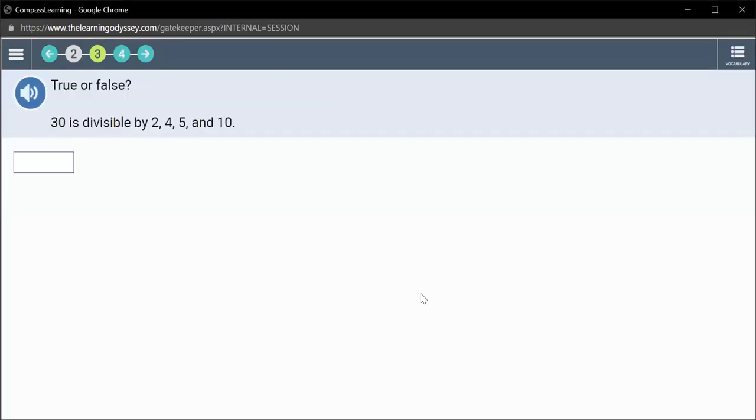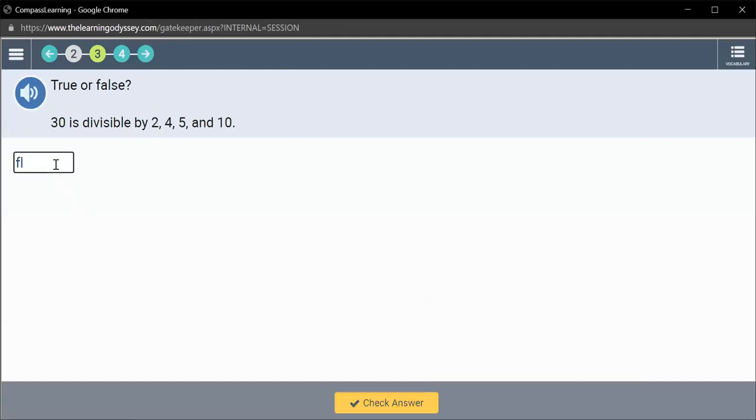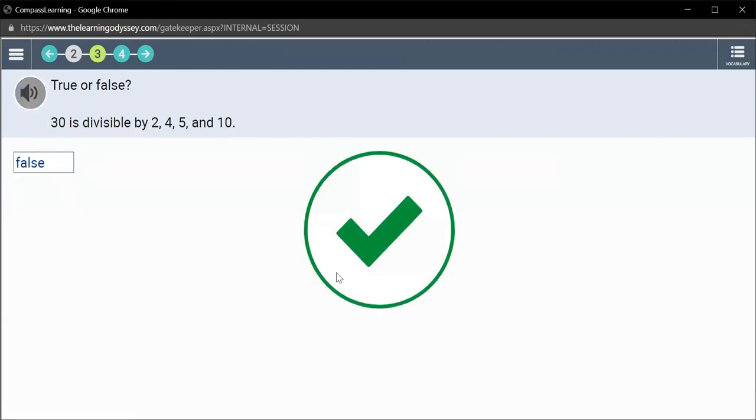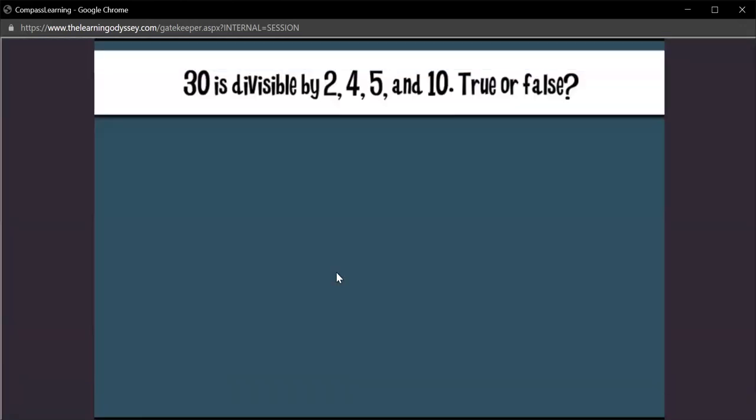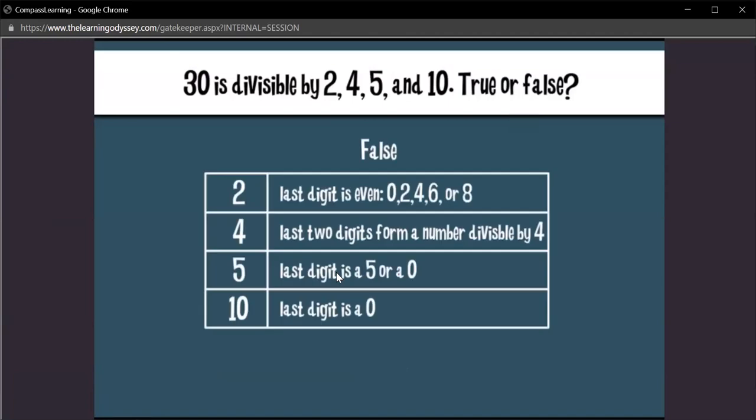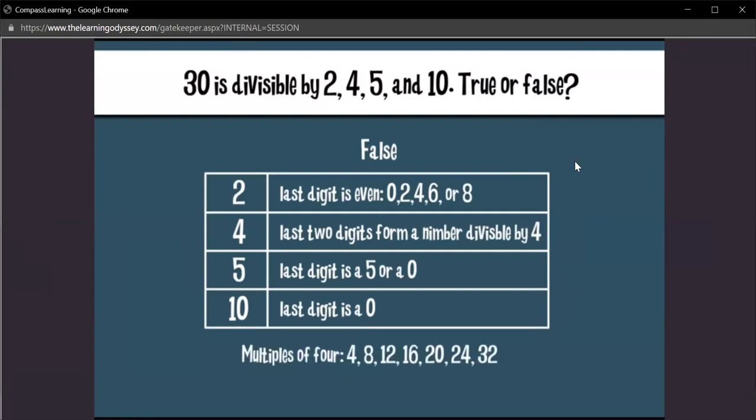True or false? 30 is divisible by 2, 4, 5, and 10. That statement is false. 2, 5, and 10 will go evenly into 30. 4, however, doesn't. How did I know this? Well, I made this short list of multiples of 4, and 30's not on it.